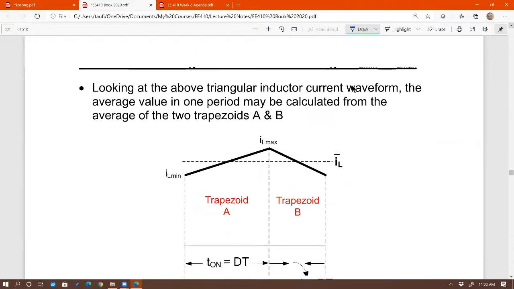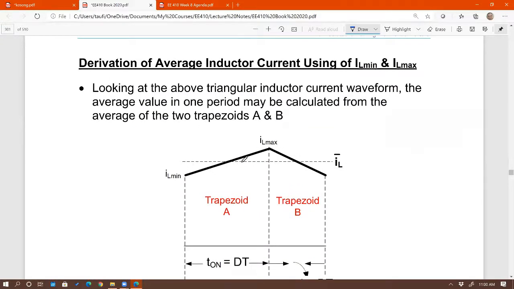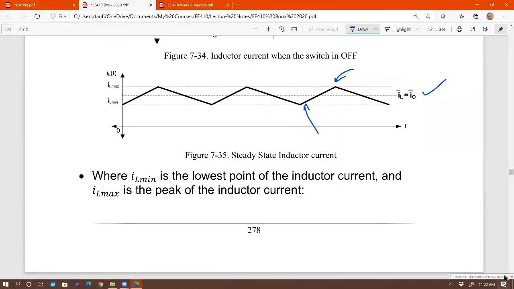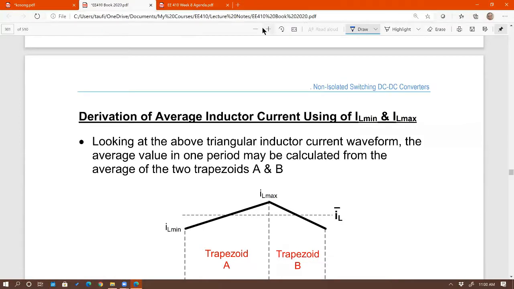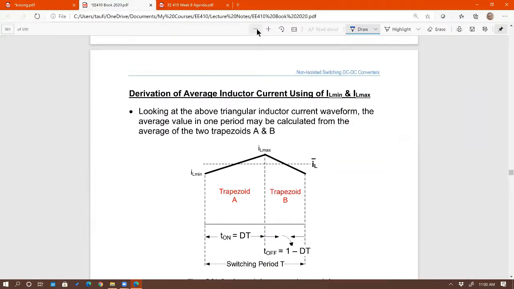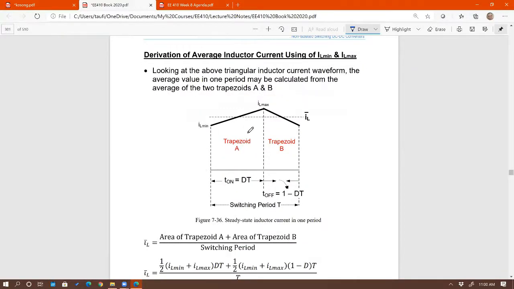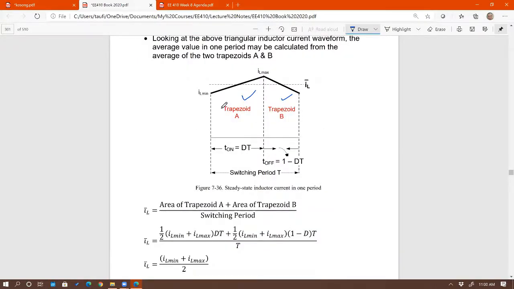So now that we know we have a triangular waveform right there, how do you find the average value? Well, one way to do it is this. Let me make it smaller, and then I'll be done with this. Right there, you can see that this triangular waveform consists of two trapezoids: the first trapezoidal current when it's on, and then the second trapezoid right there. And finding the average is none other than finding the areas under the curve and then dividing by T, the period.